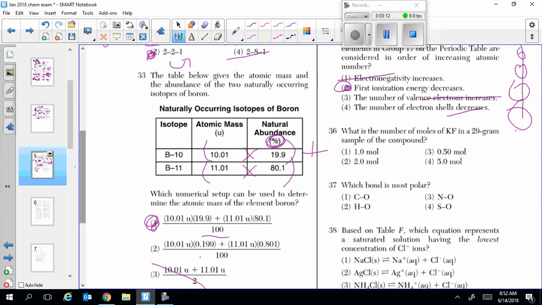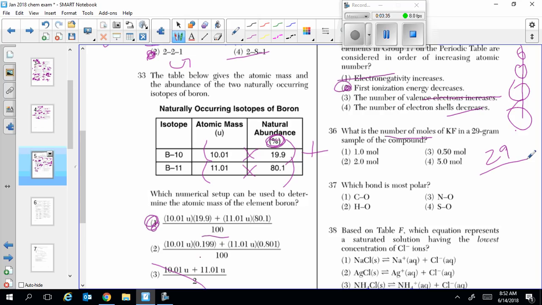What is the number of moles of KF in a 29-gram sample? All right, I'm going to go right to Table T, and Table T says number of moles is equal to grams over gram formula mass. So let me erase that so I have a little bit of room. I want grams over gram formula mass. So my grams are 29.